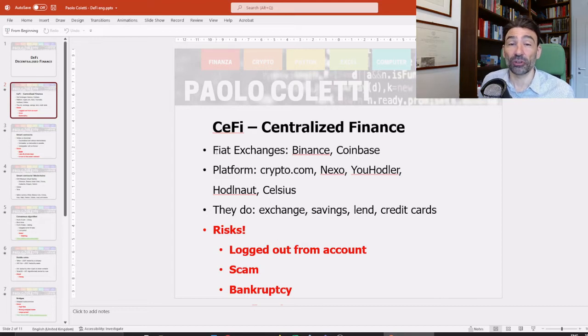There are other platforms which, even though many of them act also as exchanges, so give you the possibility to exchange traditional money versus cryptocurrencies, they are much more focused on services, so give you services instead of the exchange service. Most of the times these services include lending and borrowing. I just mentioned crypto.com, Nexo, Hodler, Hodlout, Celsius. You can go there and visit these services yourself just to check out.